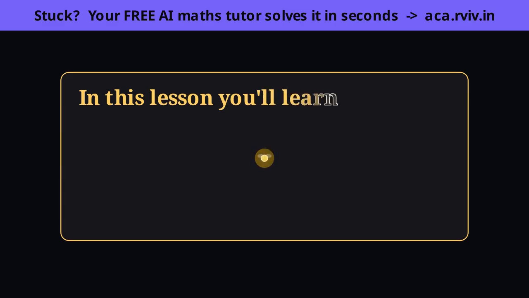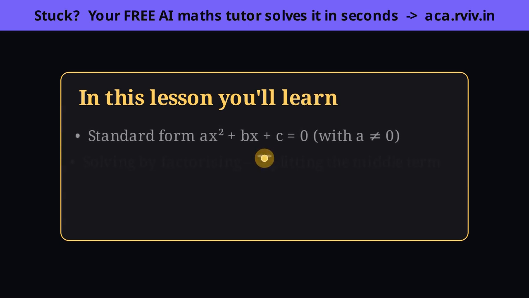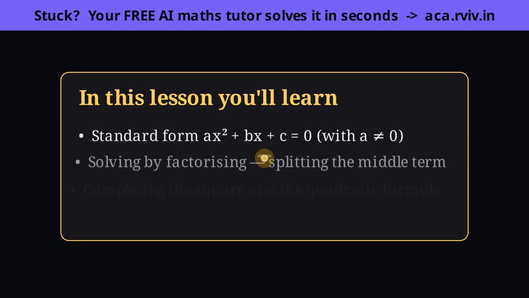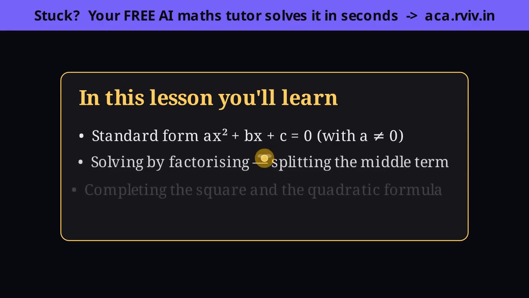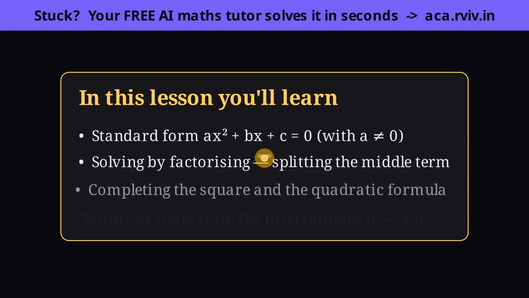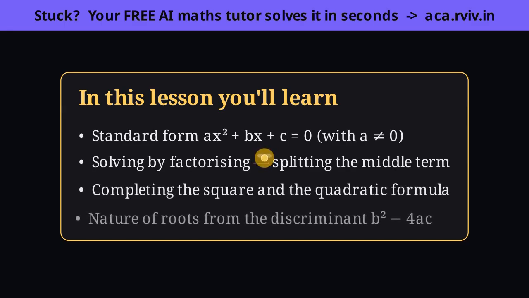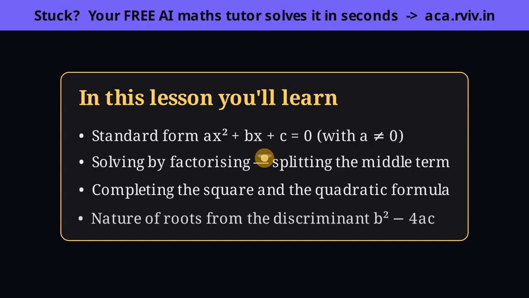Then you'll master 3 ways to find the roots, factorizing by splitting the middle term, completing the square, and the quadratic formula that always works. You'll also learn to read the discriminant, b squared minus 4ac, to tell how many real roots exist before solving. We finish with word problems and full exam practice, every step gentle and complete.